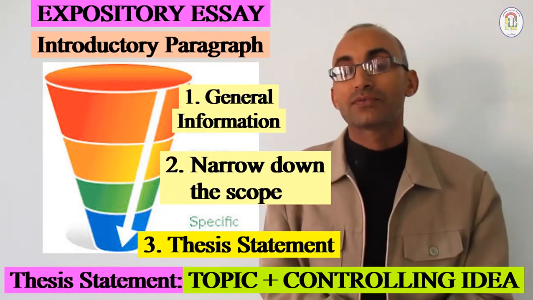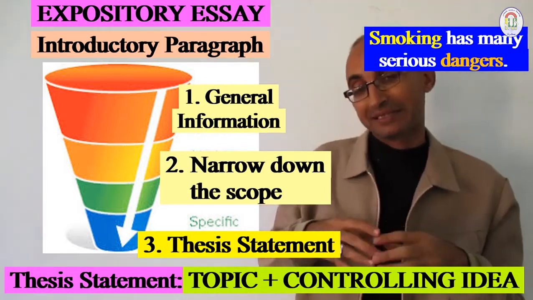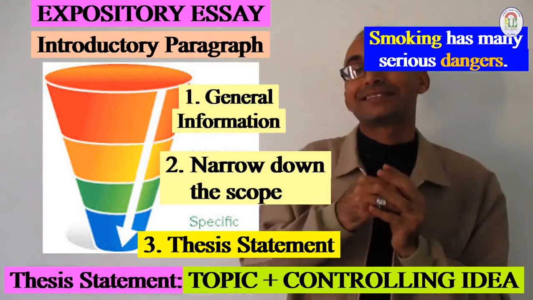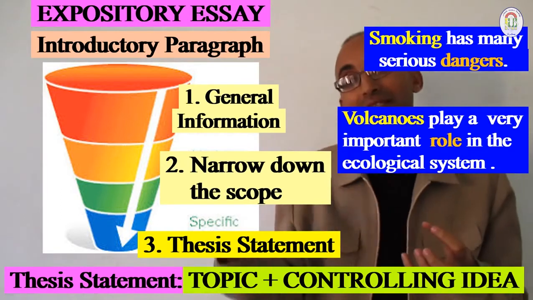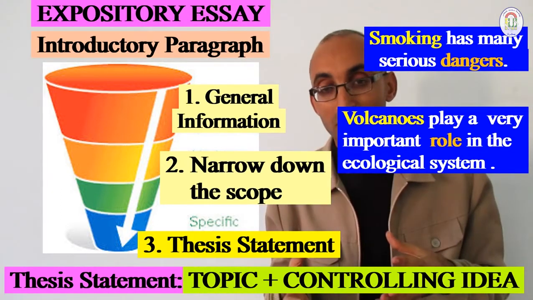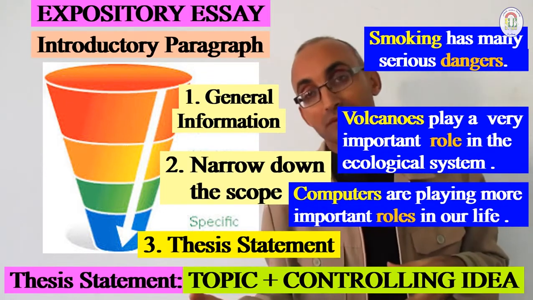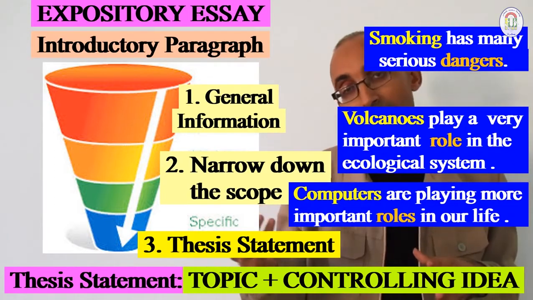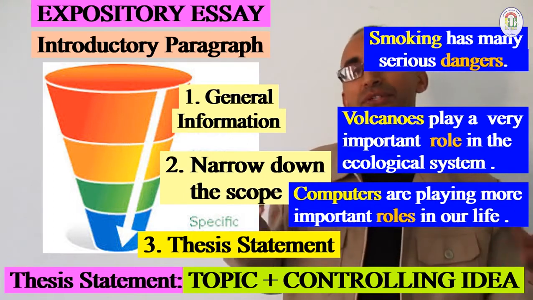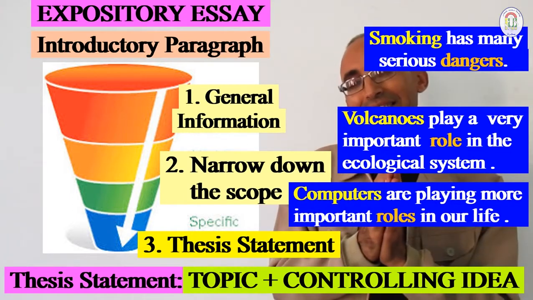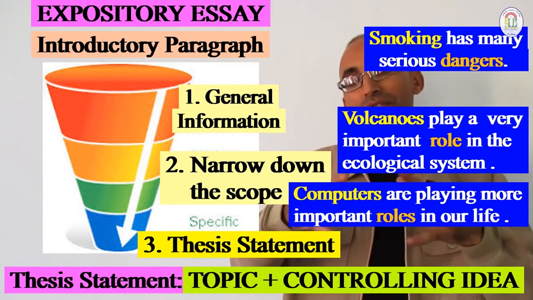For example, the topic of smoking. I can say smoking has many serious dangers. So here I will expose facts about smoking and focus on its dangers. Volcanoes and their importance: the topic is volcanoes and my idea is how they are important in our environment. Example, computers and their roles: I will discuss computers focusing on their roles, explaining to him all the main roles of these computers. Clear? But I may also talk about, as we said before, many other phenomena. Phenomena can be discussed mostly in this type of essay. We expose facts about them in detail, using examples, figures and statistics and so on.